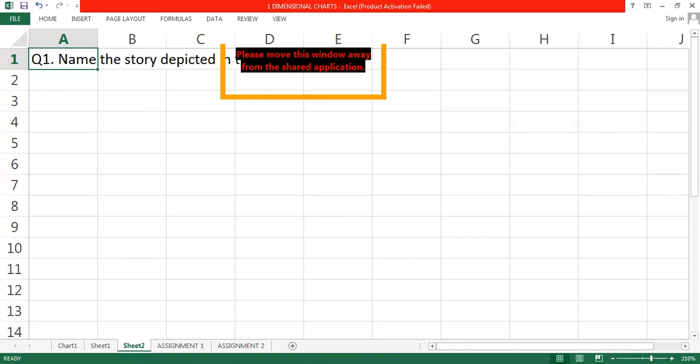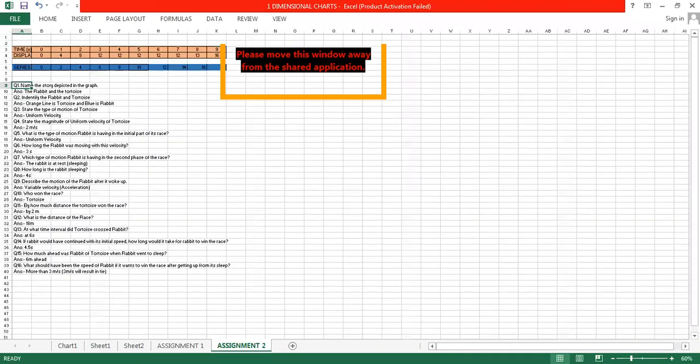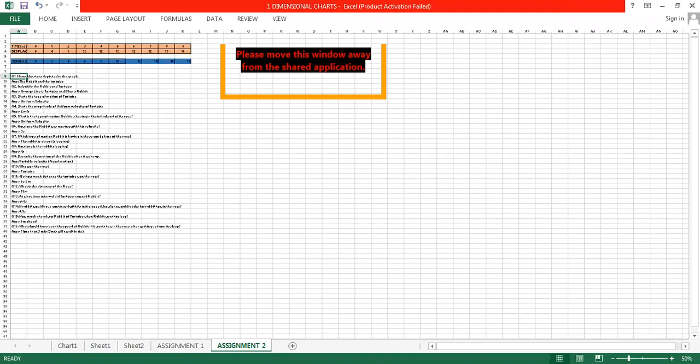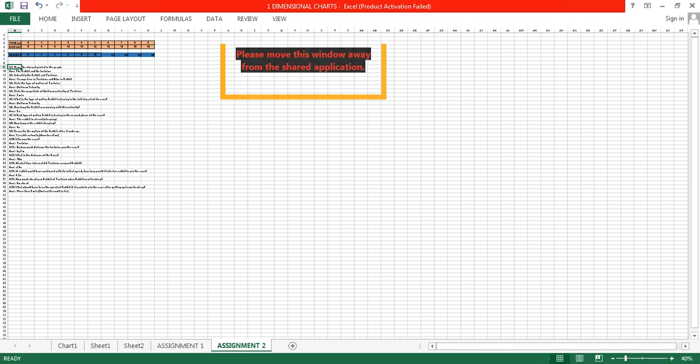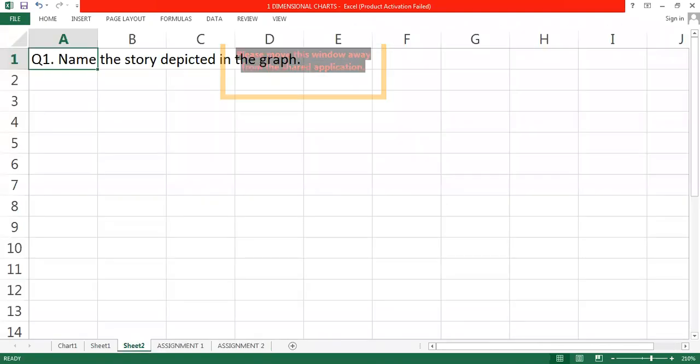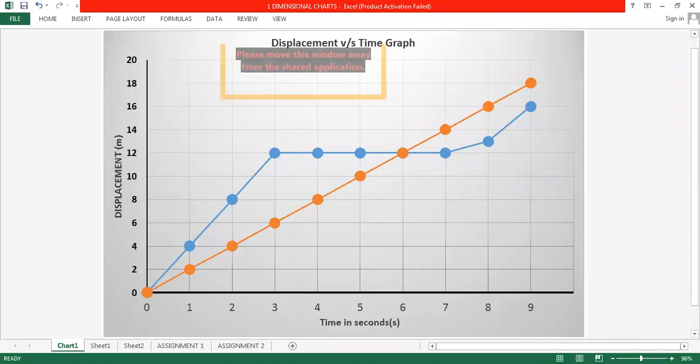Now what is this? If you check it a little carefully, you will come to know that it is a very, very famous story. It's a very famous story that is being depicted here, beta. I want all of you to look at it and name the very famous story which is depicted in this graph. Just give a thought to it.